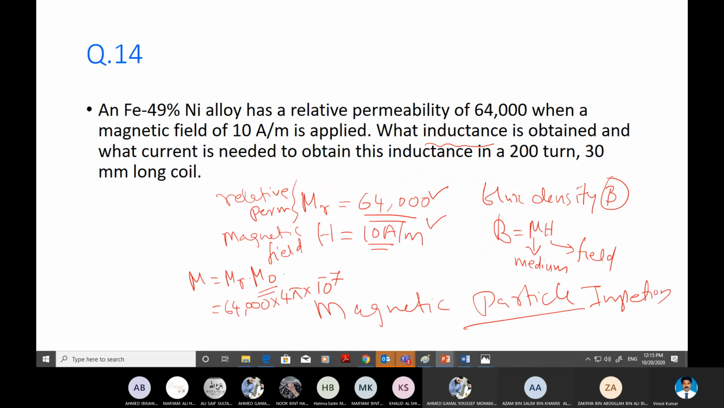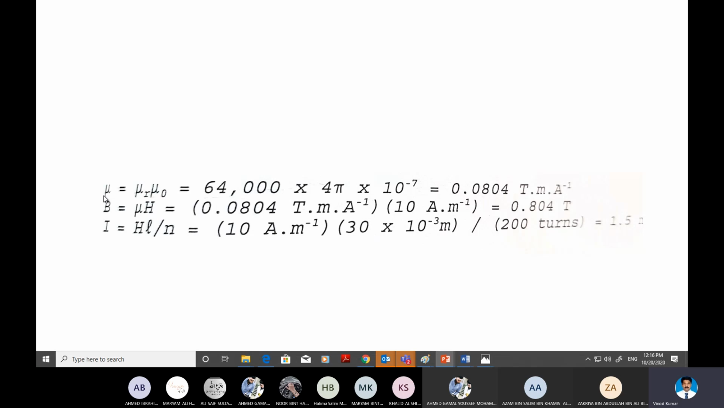0.0804. So after getting mu, if you substitute here, you have H as 10 ampere per meter, and mu you calculated from mu r mu naught. When you substitute here, you will get the inductance or the flux density. As you could see here, mu is equal to mu r times mu naught, where mu r is the relative permeability multiplied by mu naught, 4 pi times 10 to the power minus 7, a constant. You get the value of mu.